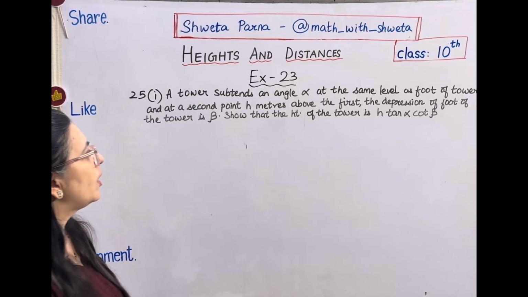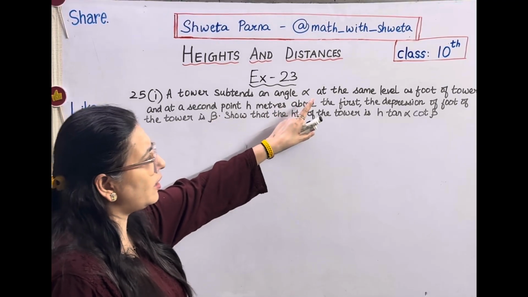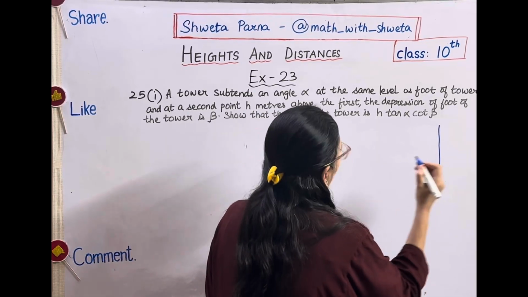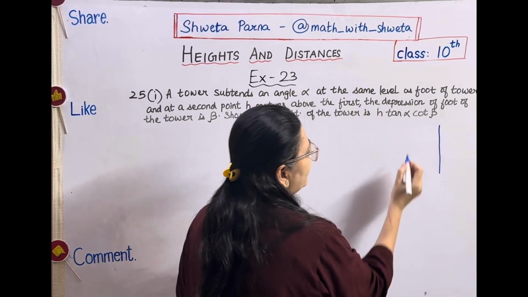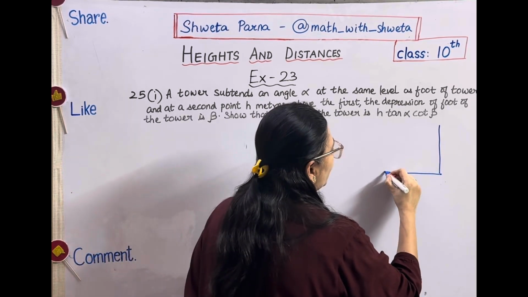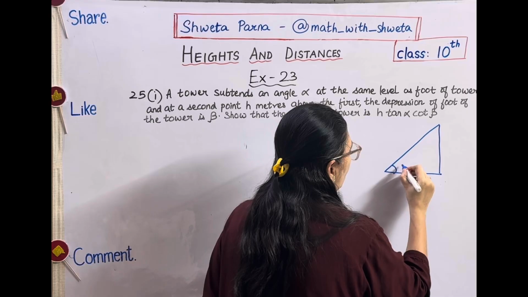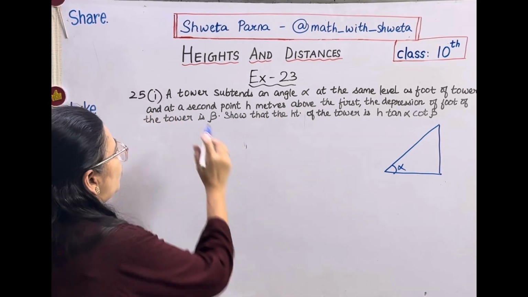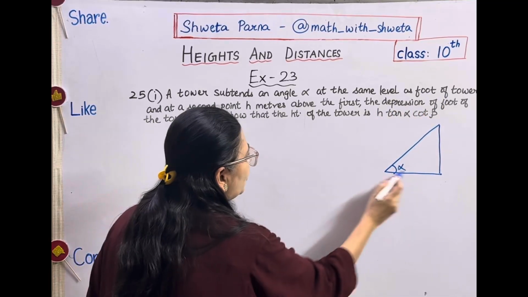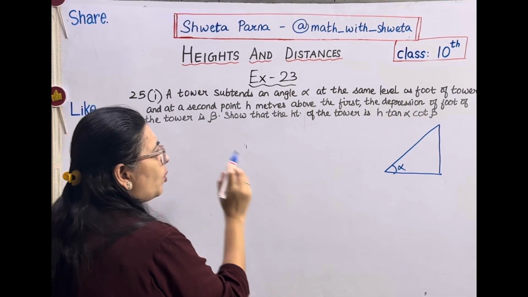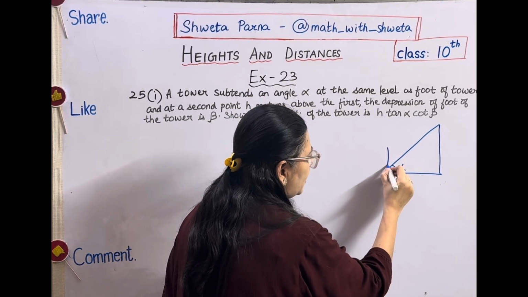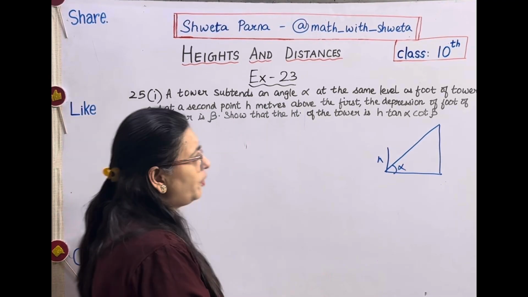The first one. A tower subtends an angle alpha at the same level. So say this is a tower. It subtends an angle alpha at the same level. So this is the same level, the foot of the tower. So this becomes angle alpha. Okay. So a tower subtends an angle alpha at the same level as foot of the tower and at a second point h meters above the first. So from here h meters above the first point.